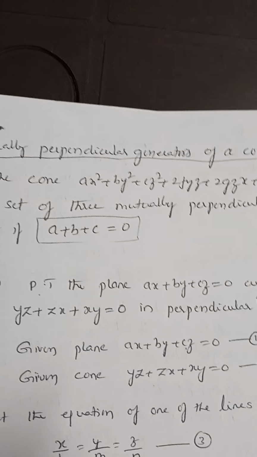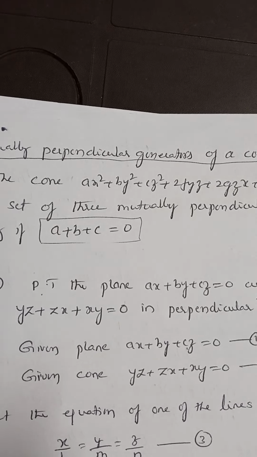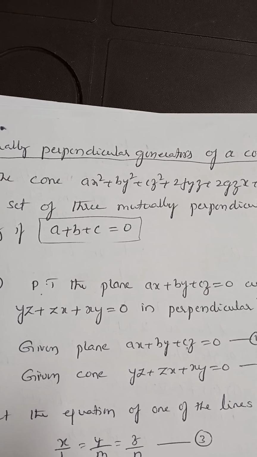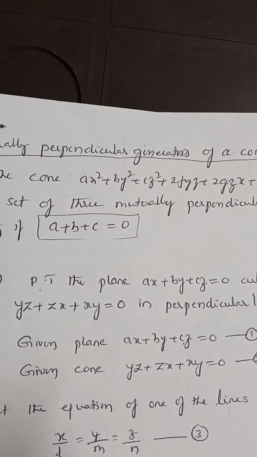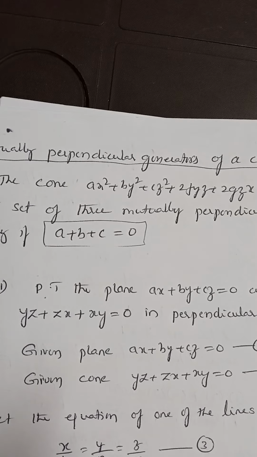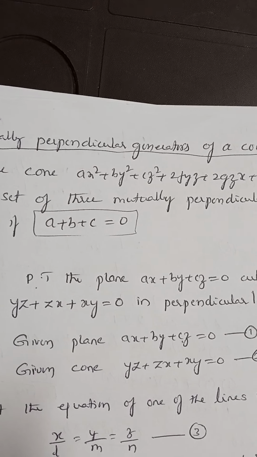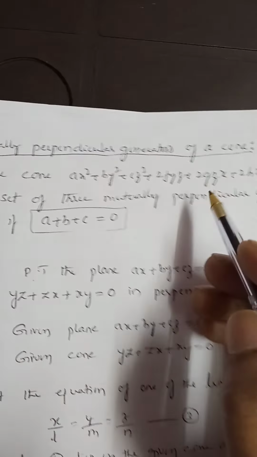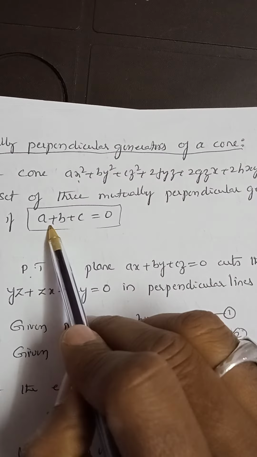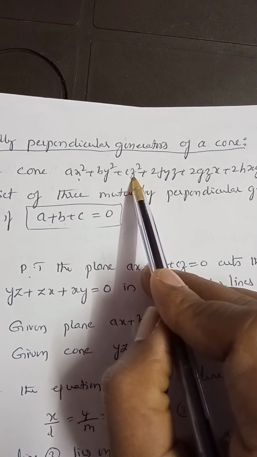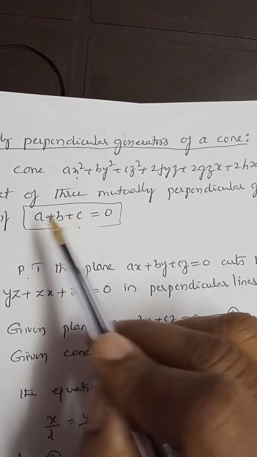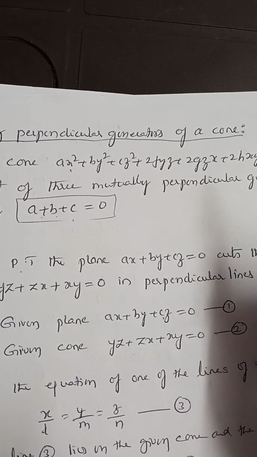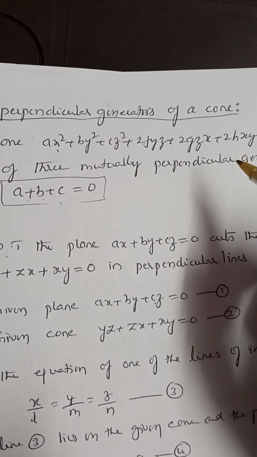Then what we have to do? Simply we have to calculate the sum of the coefficient of x square plus the coefficient of y square plus the coefficient of z square. If that value is equal to 0, then we can say that the given cone contains three mutually perpendicular generators. That's it. Right? Coefficient of x square is a, coefficient of y square is b, coefficient of z square is c. If a plus b plus c is equal to 0 in a cone equation, then that cone contains three mutually perpendicular generators. It is a formula.